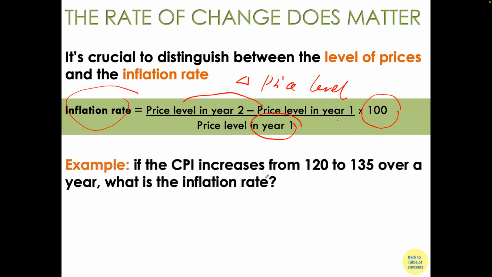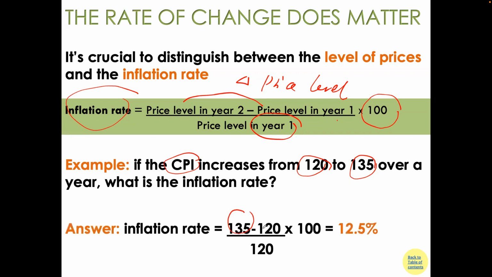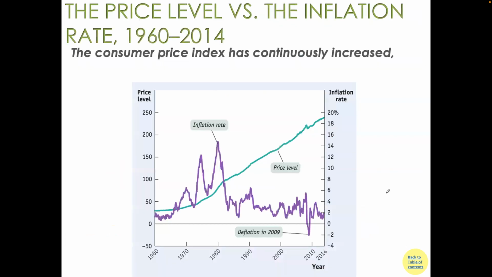Example, the price level here is CPI, which increases from 120 to 135. What is the inflation rate? Then we use the formula: 135 subtract 120, divided by 120. So this is the percentage. You may want to review how we calculate CPI, which is what we discussed in the previous chapter, right? Okay. So this is the inflation rate.